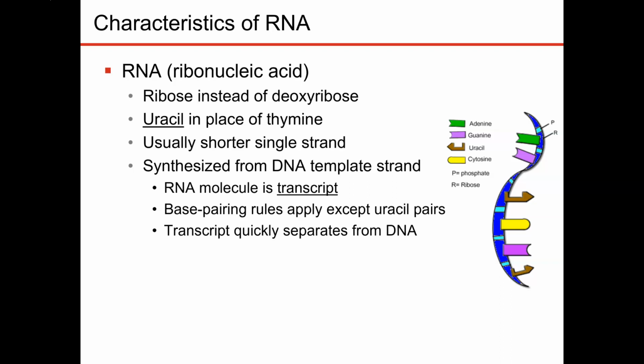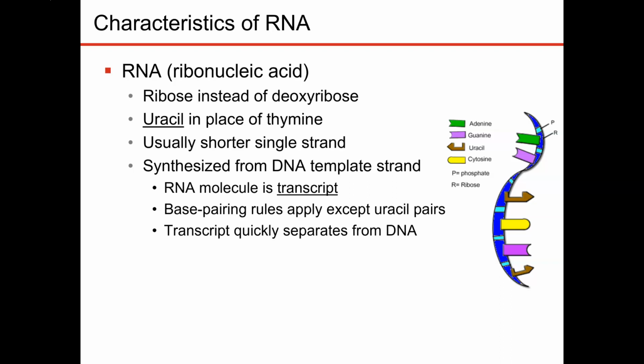So we're going to be talking about RNA. RNA differs from DNA in that instead of using deoxyribose, which is the carbohydrate of DNA, we use ribose. And in place of thymine, which is found in DNA, we have uracil. Also, RNA is typically much shorter than a DNA strand, and RNA is always single-stranded unless we're looking at viral RNA structures.